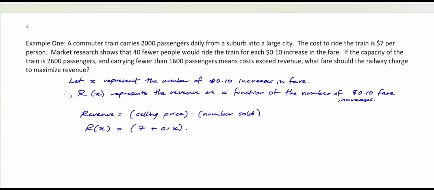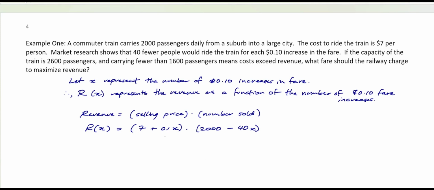The number sold, okay, so looks like our baseline is we have 2,000 passengers riding. But then every time we have a fare increase, 40 fewer people ride the train. So that means 40 fewer every time we increase the fare by 10 cents. So as you can see here, my selling price is given. It's multiplied by the number sold.